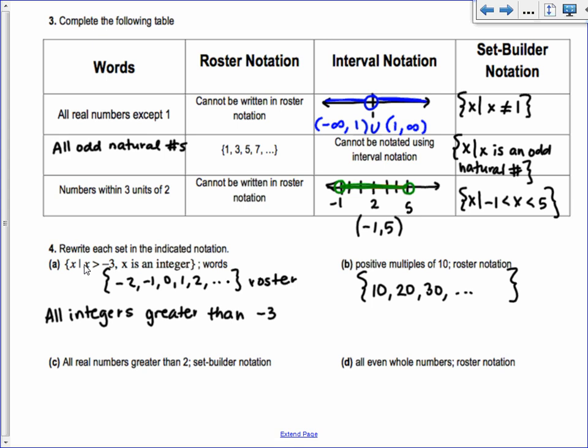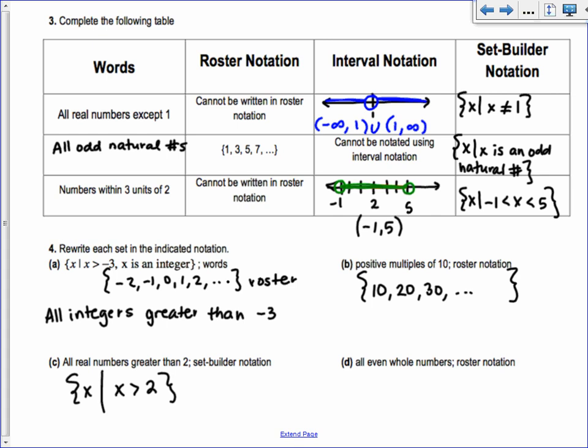All right, C, all real numbers greater than 2, set builder notation. Set builder is the x such that. So we want everything greater than 2. You can just say x such that x is greater than 2. You don't have to write that it's a real number because when you write x is greater than 2, you're assuming that it's already real. If you did that extra step, you'd say x such that x is a real number, comma, x greater than 2.